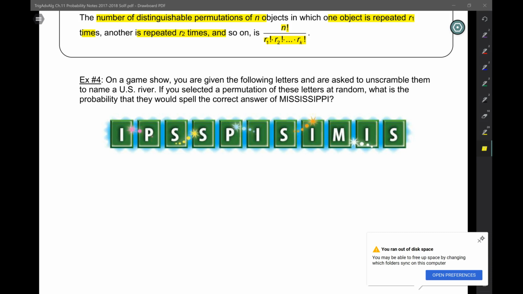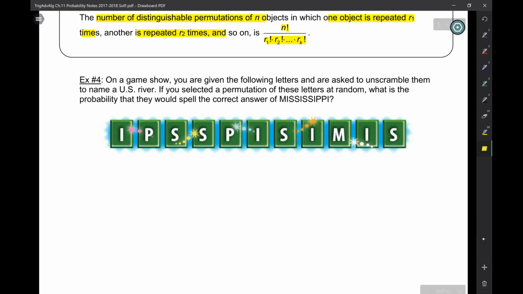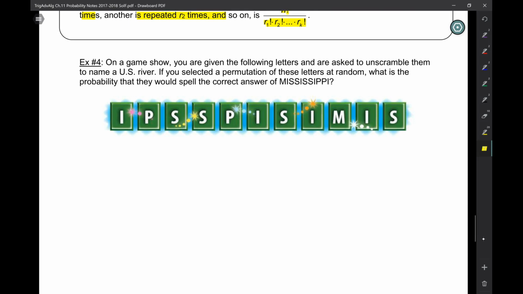So how many are there? Okay, what's the probability that you get M the first time? 1 out of 11. Okay, now, what's the probability that you get I the second one? 4 out of 10. You see how it switches? Because you have one less left. But then what's the probability that you get S the third time? 4 out of 9. Now you could go and do this one by one. That's just silly because what if you're working with hundreds of things? Or you could just do the formula. So take a look.